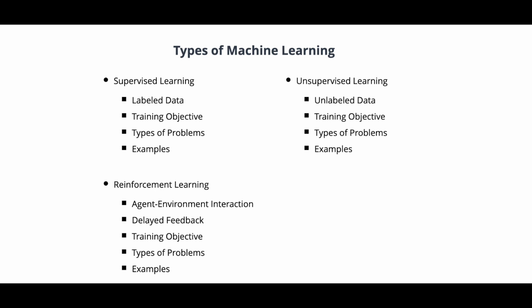The key characteristics for this is, as I mentioned, the labeled data. The training subset consists of input-output pairs, where the output, the label, is provided for each input. The training objective, the algorithm aims to learn a mapping or relationship between inputs and outputs, often represented by a hypothesis function. What are the types of problems? So supervised learning is used for tasks like classification, predicting categories or classes, and regression, predicting continuous values.